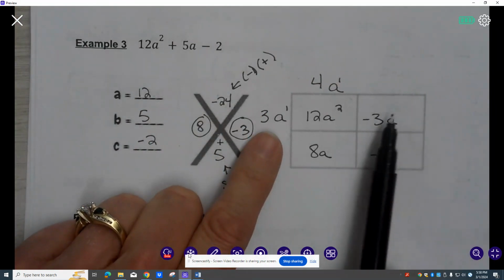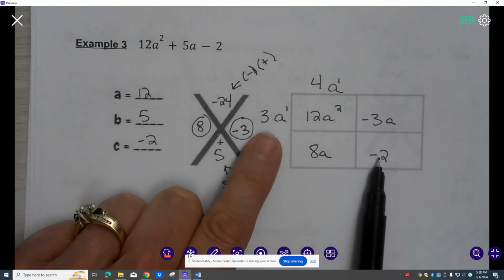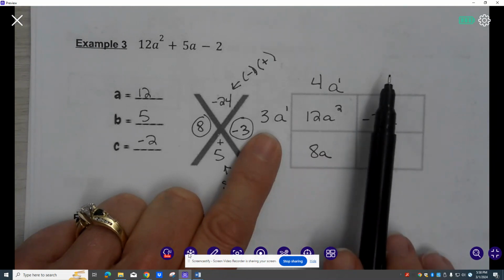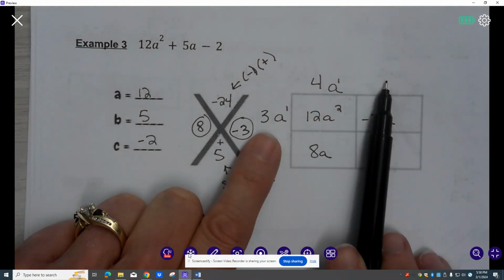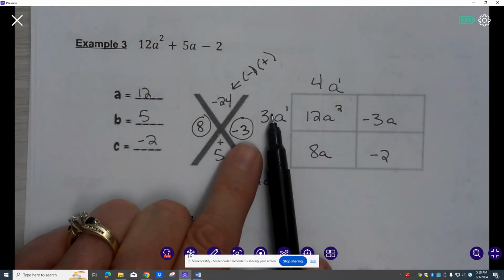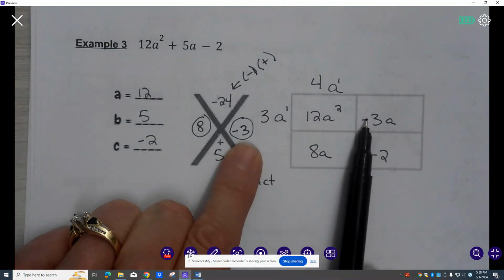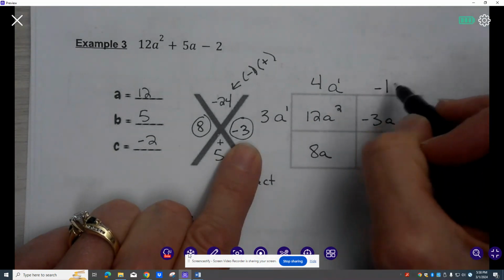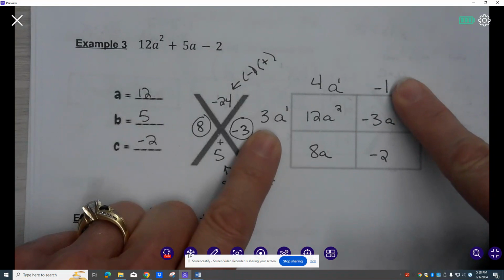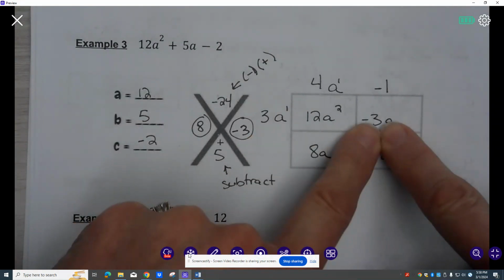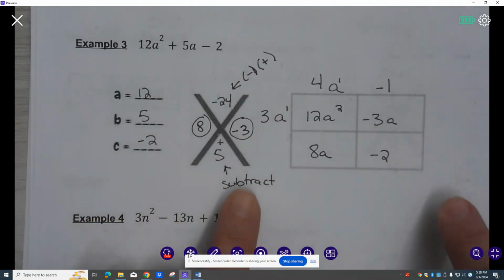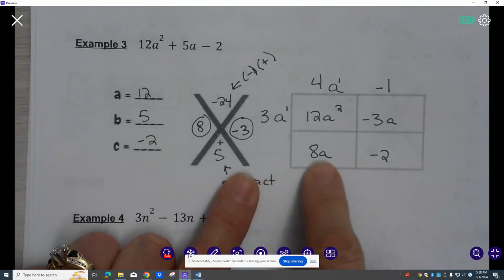Okay, so now if I look down this column, 2 and 3 don't really have any factors in common except 1. And I know I have to put a number here, so when I multiply it by 3a, I get negative 3a. So that would be a negative 1. 3a times negative 1 is negative 3a. Nice.